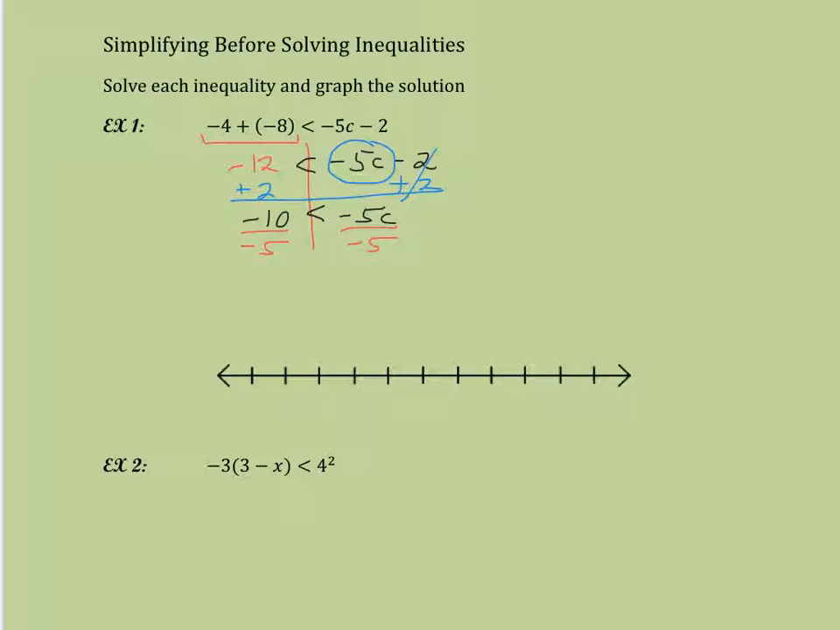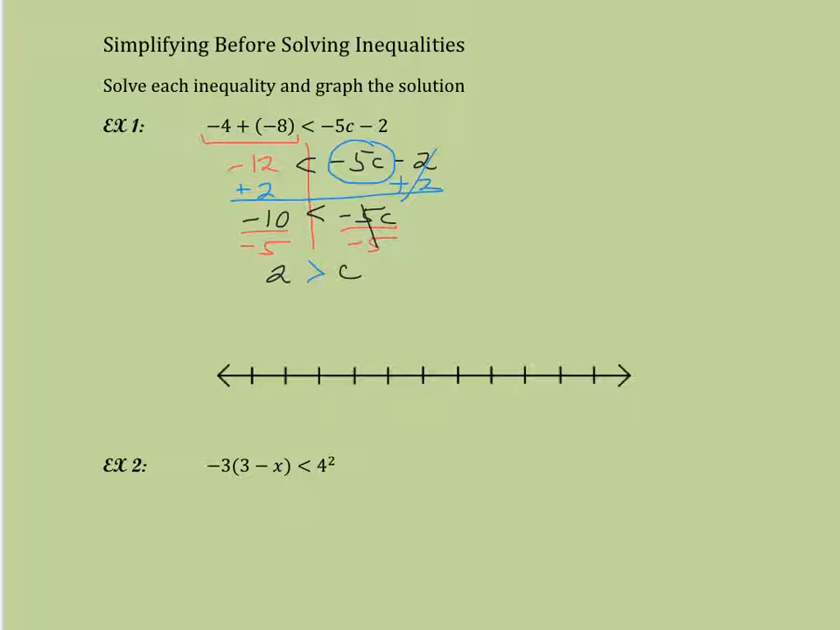Because we are dividing both sides by a negative, warning bell should be going off. You're going to flip that inequality sign from a less than to a greater than. Negative 10 divided by negative 5 is a positive 2. The 5's cancel, and so you get 2 is greater than c.